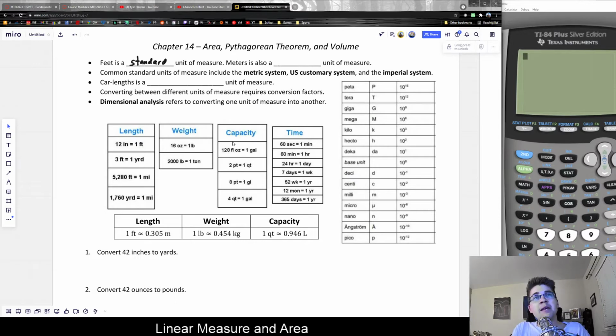Or similarly, meters is another standardized unit of measure, which is very similar to the length of a yard, but in the metric system, it's one of the fundamental types of units. I want to talk about the metric system a little bit as well, but it's just a different type of unit of measure, but it's also a standard unit.